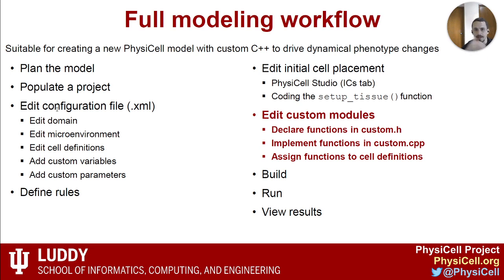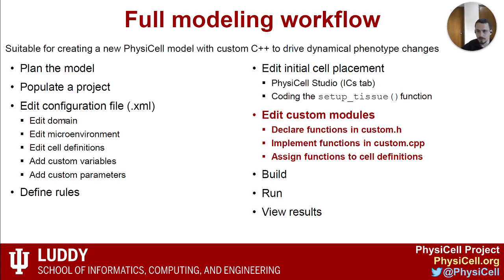So for modeling using PhysiCell and generating custom C++ code, we will follow this workflow. For starting, we plan the model and populate the project. Usually we use the template project, as in most of the sections here in the workshop. Edit the configuration file, the XML, as you already know. Just edit the domain, the microenvironment, the cell definitions, and if necessary, custom variables and custom parameters.